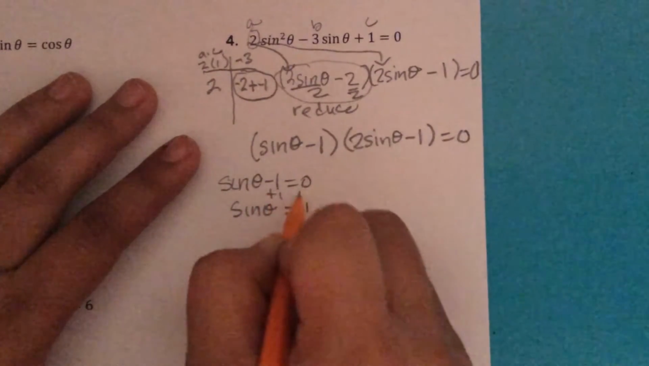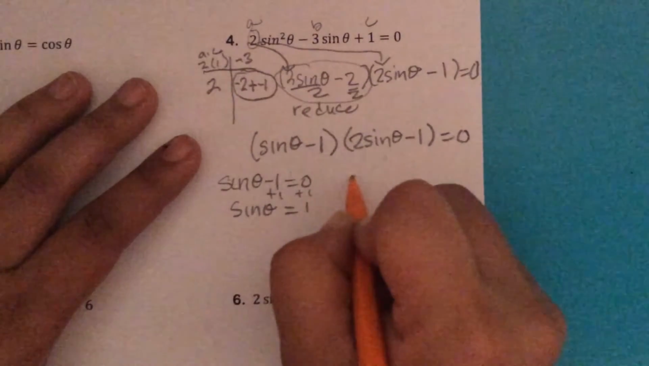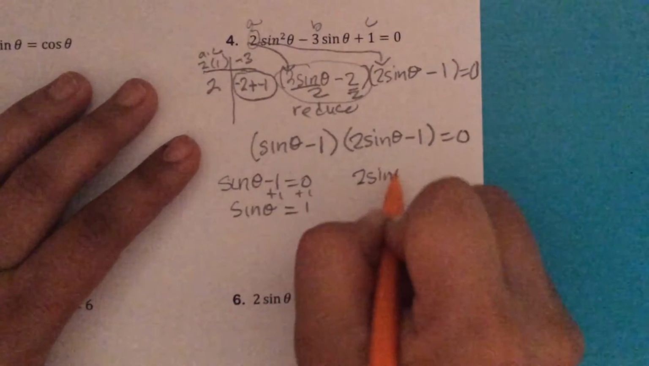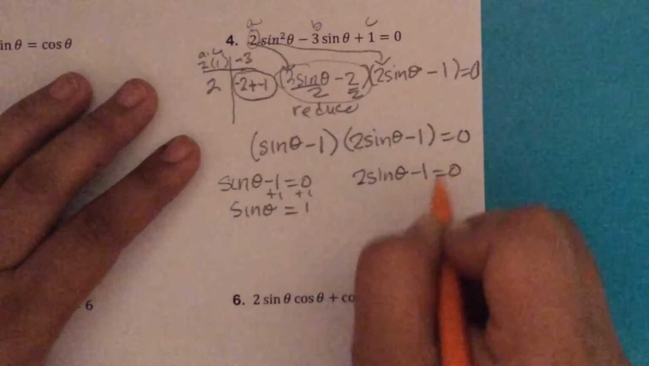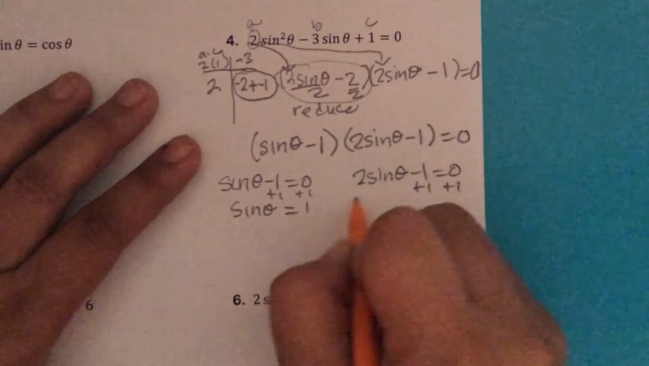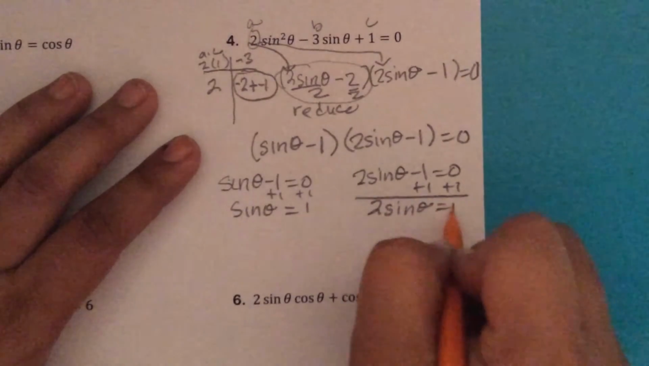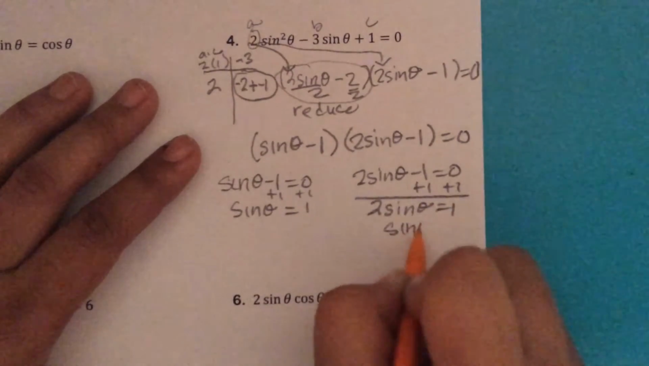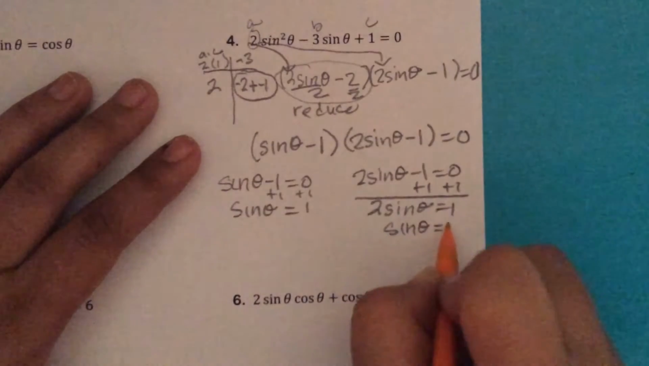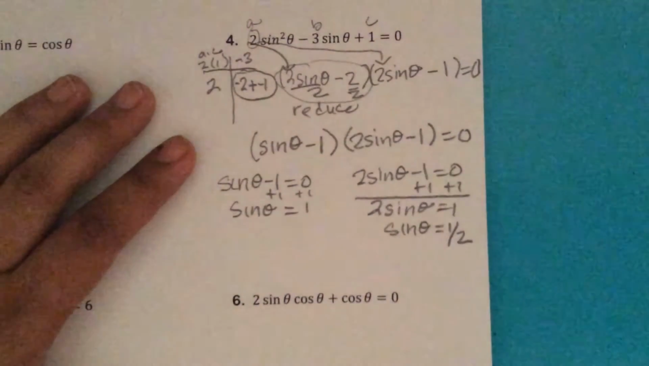You add a 1 on both sides. That's how you get that. Then you have 2 sine theta minus 1 equals 0. So add a 1, that's going to be 2 sine theta is 1. So sine theta is 1/2. You divide by 2 on both sides.